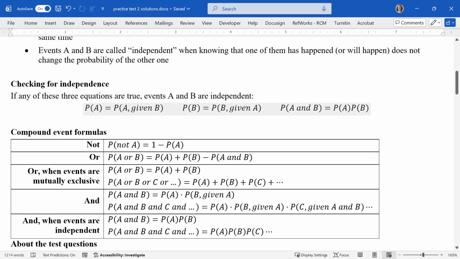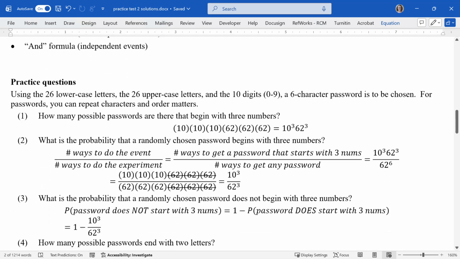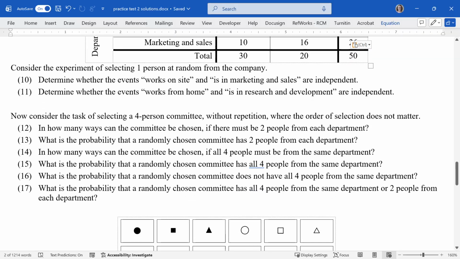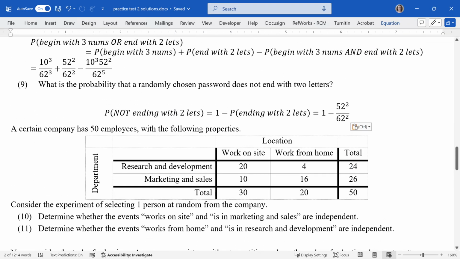So let's just go with the first one, I guess, unless something goes wrong. So we're going to compare the probability of one of the events to what its probability would be if we knew that the other event had happened or was true. Okay. So we're going to do P of A versus P of A given B.